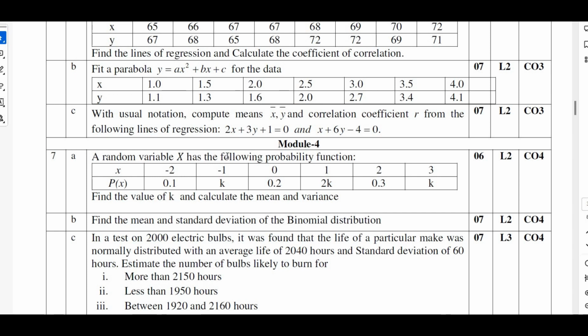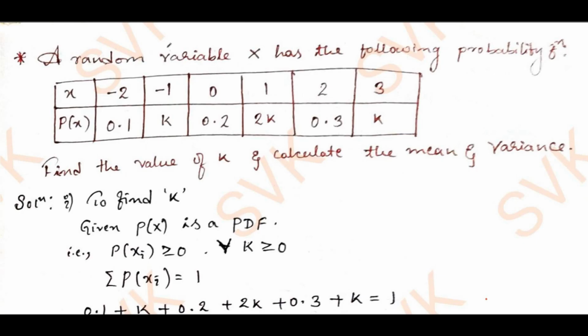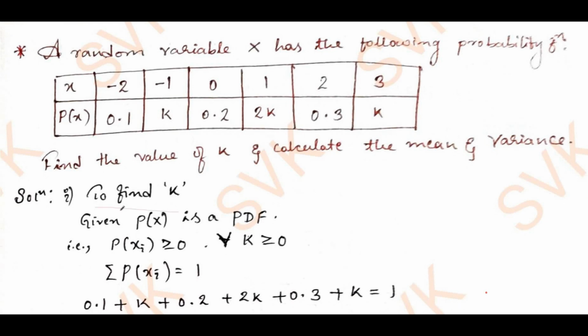In module 4, the question number 7a is given as follows. A random variable x has the following probability function. Though they have given x and p of x, we need to find the value of k and calculate mean and variance of the given set of data. So as they have provided the set of data, from this I need to find the value of k.